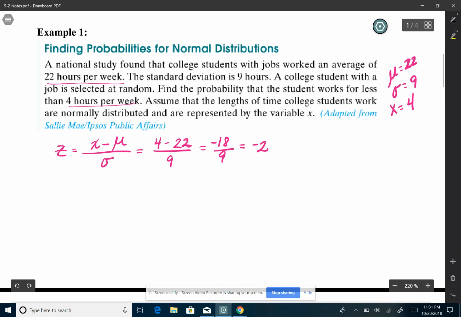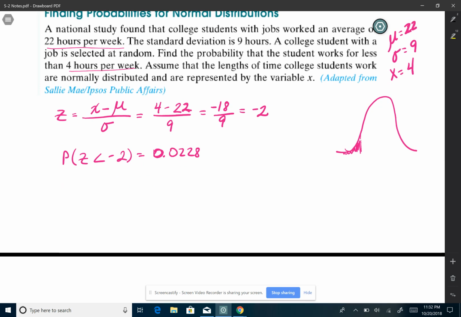So the probability that the student works for less than 4 hours would be the probability that the z-score is less than negative 2. If you're thinking in terms of that standard normal curve, the probability that we're less than a number is always going to be the area under that curve to the left of it. So the probability that z is less than negative 2 is going to be that number that we found in our table, 0.0228. So the probability that the student works for less than 4 hours per week is 0.0228.